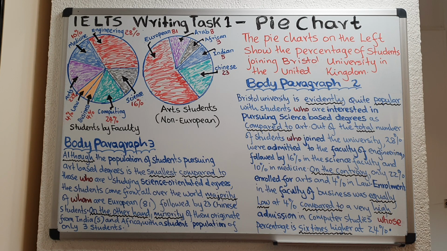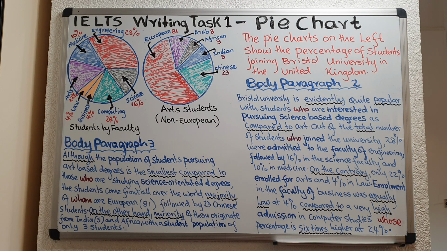So body paragraph 2 key feature is the fact that majority of the students are studying science-based degrees, and the key feature for body paragraph 3 is based on the second pie chart, and that is where the students originate from, where they come from. However, I still have to make sure that I compare the information in body paragraph 2 to the information in body paragraph 3. And that is why I started by doing that. And I used the linking word although.